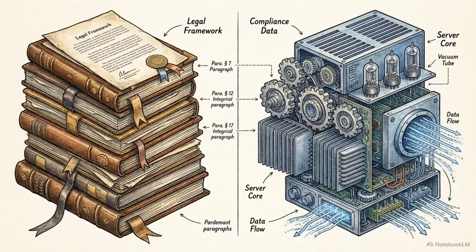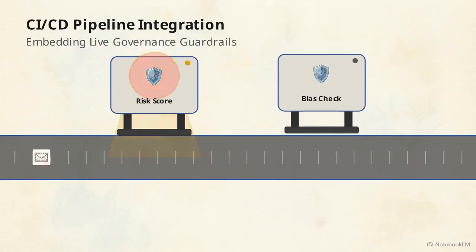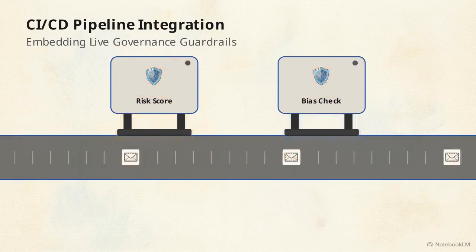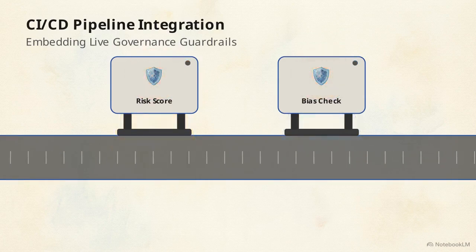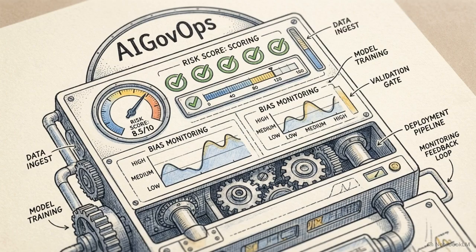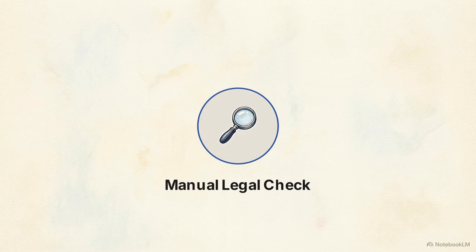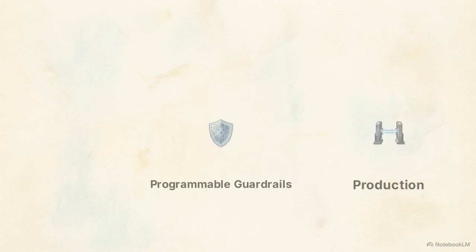To bridge the gap between static legal reviews and high-speed deployment, developers are embedding risk scoring and bias detection tools directly into the CI/CD pipeline. This practice of integrating governance within the software development lifecycle defines the emerging discipline of AI GovOps. This new architecture replaces retrospective legal checks with programmable guardrails.